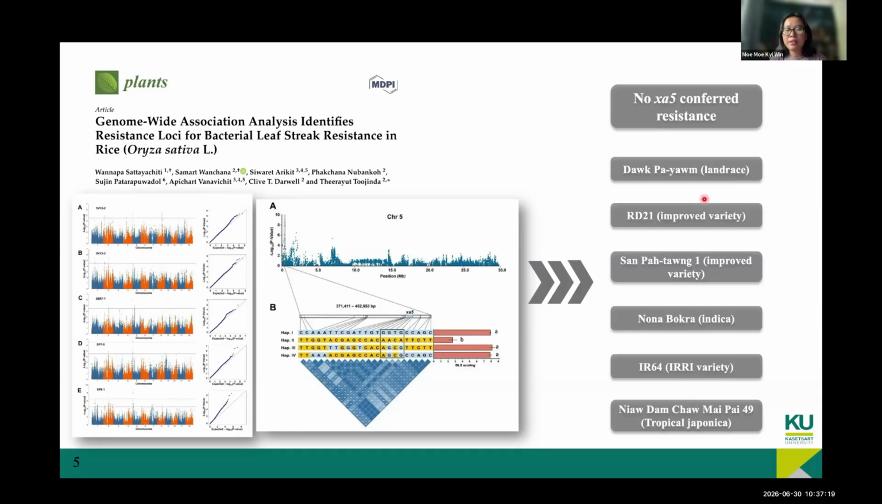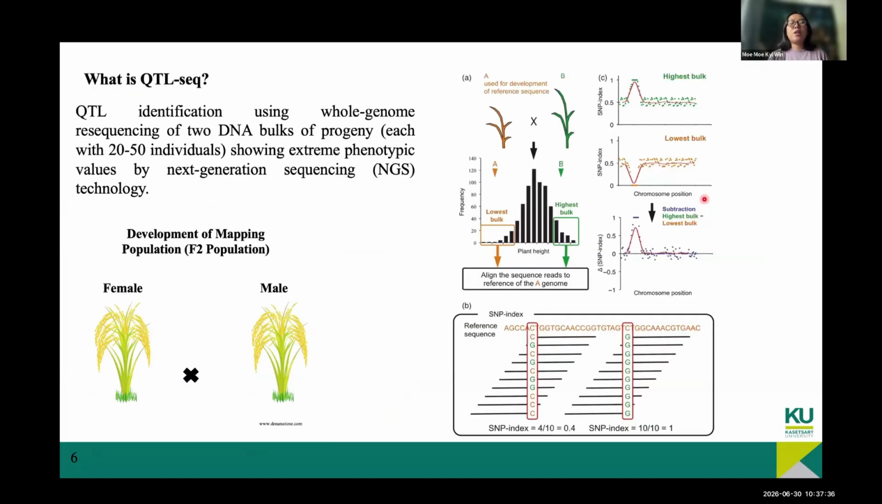So we think that there might be an alternative mechanism to xo5, and using one of these genotypes as a resource or planting material might be an alternative way to find new genes. So in this experiment, we use QTL-seq.